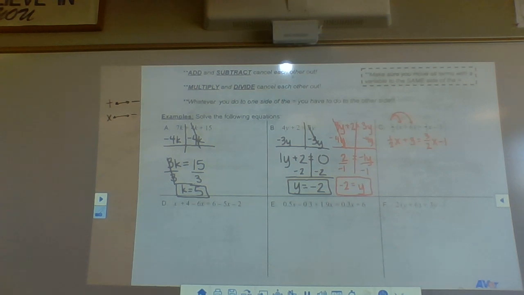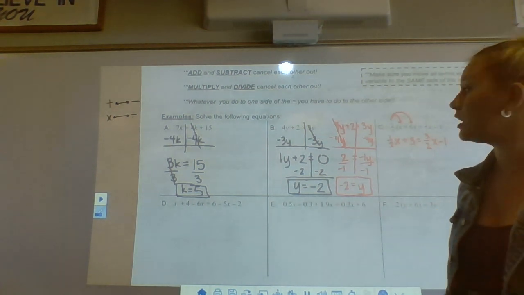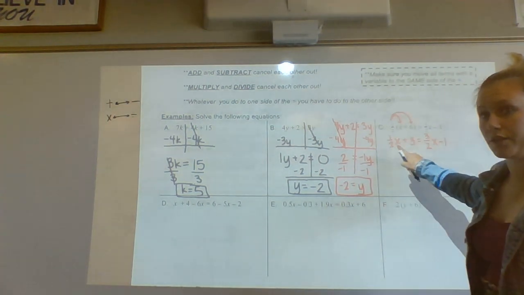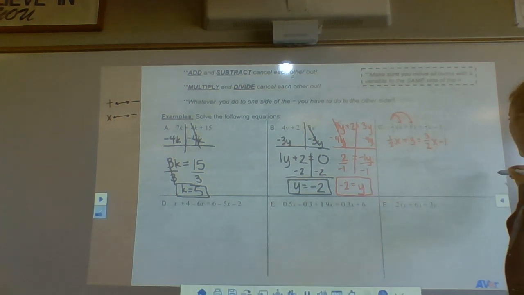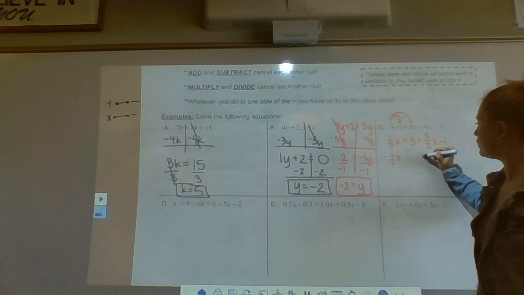All right, so now we've got numbers and variables on both sides. Let's take care of the variables first, and I'm going to move the smaller one. So 1/2 is smaller than 3/2. So I'm going to move 1/2 x. I'm going to subtract 1/2 x from both sides.